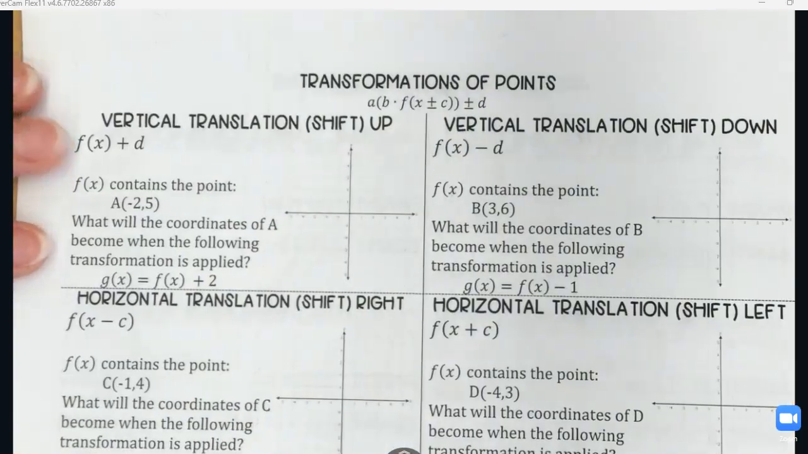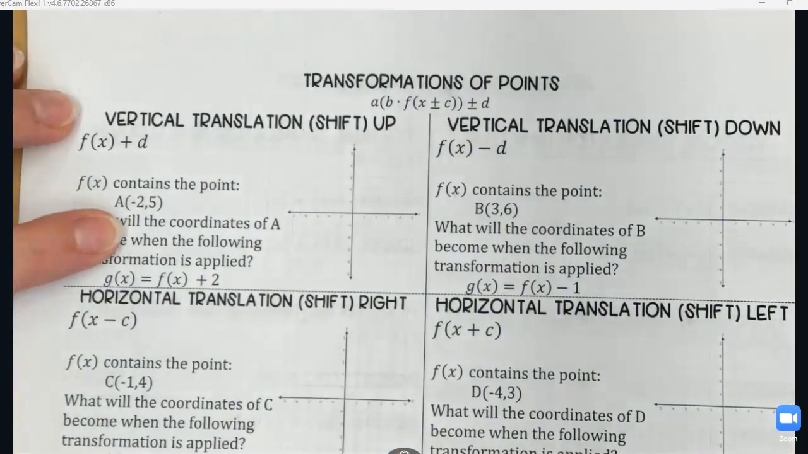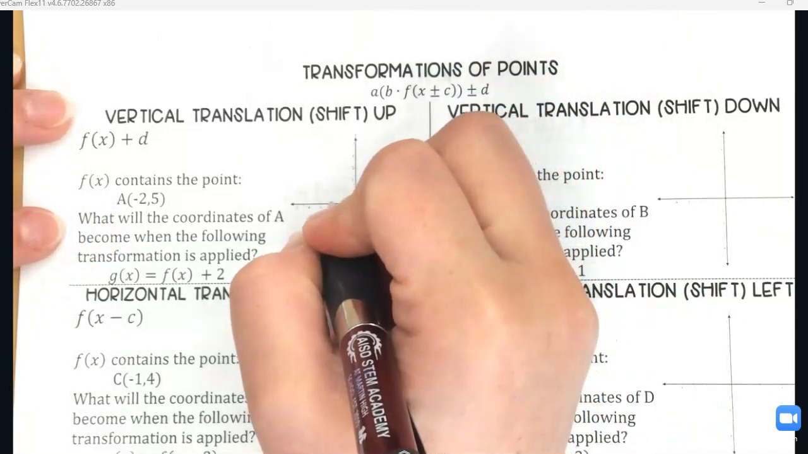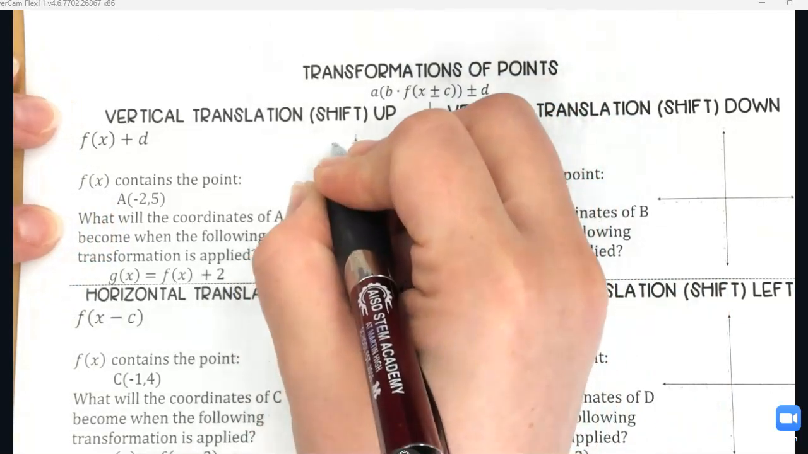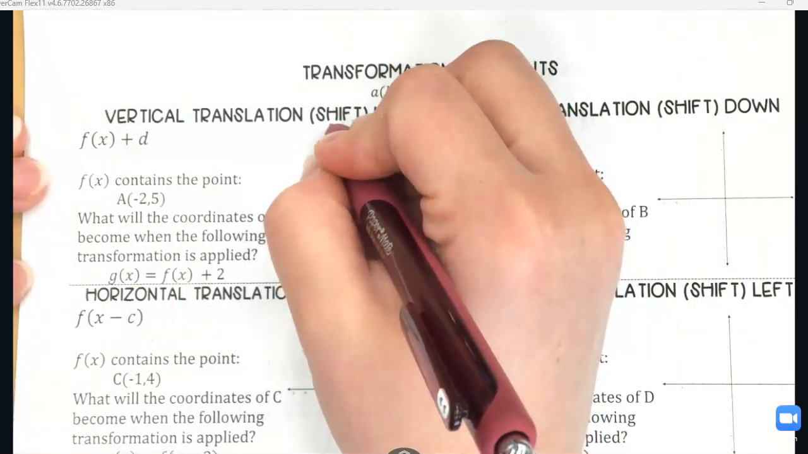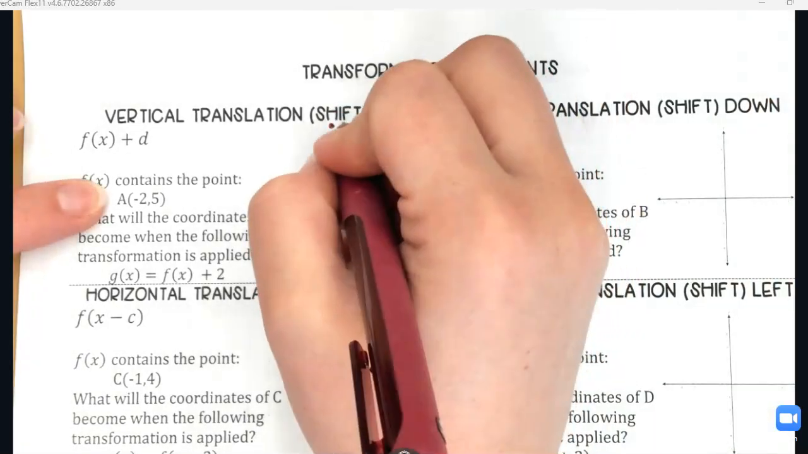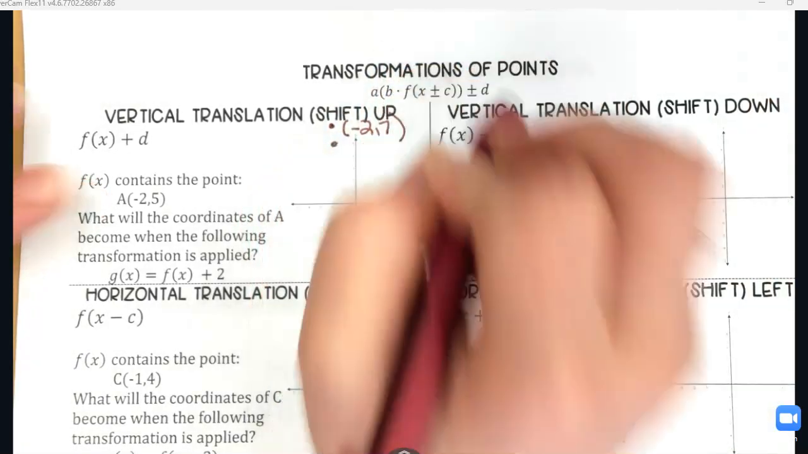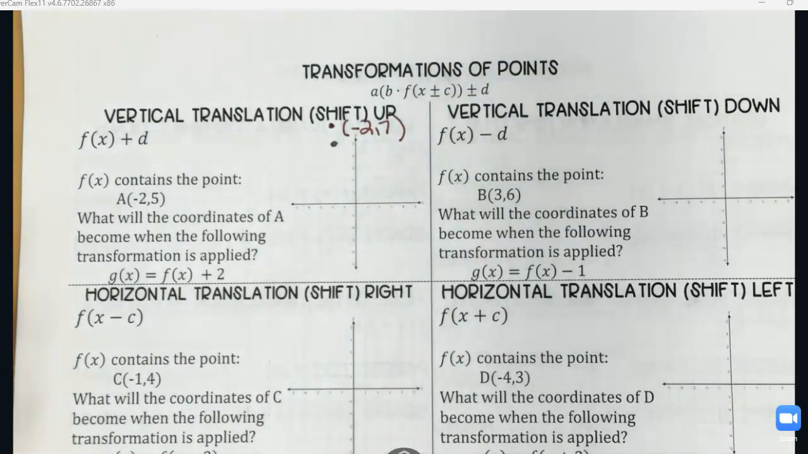So on that note, we are going to look at just transforming some singular points. If I don't know what the whole function is, I can still complete the transformation. So if I have a point at negative 2, 5, and I'm looking at f of x plus 2, I don't even need to know what f of x is. I just know this means I'm going to shift up 2, and my coordinate moves to negative 2, 7. My y-coordinate increased by 2.